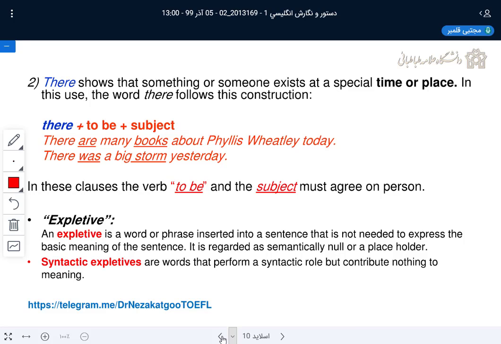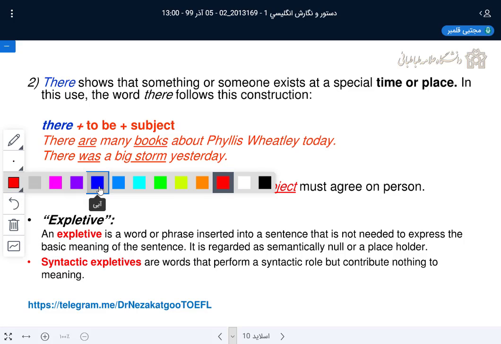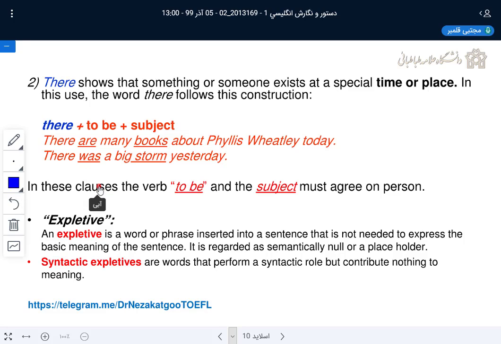There are many books about Phyllis Wheatley, I suppose. There was a big storm yesterday. Excellent. And as you see, we have subject and verb inverted. So inverted subject and verb, okay? We have inversion in a sentence. The subject goes to the place of verb and a verb comes and precedes the subject.